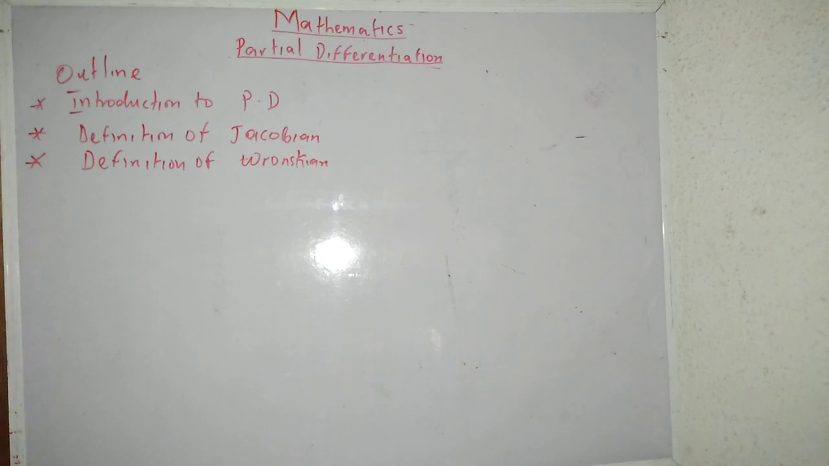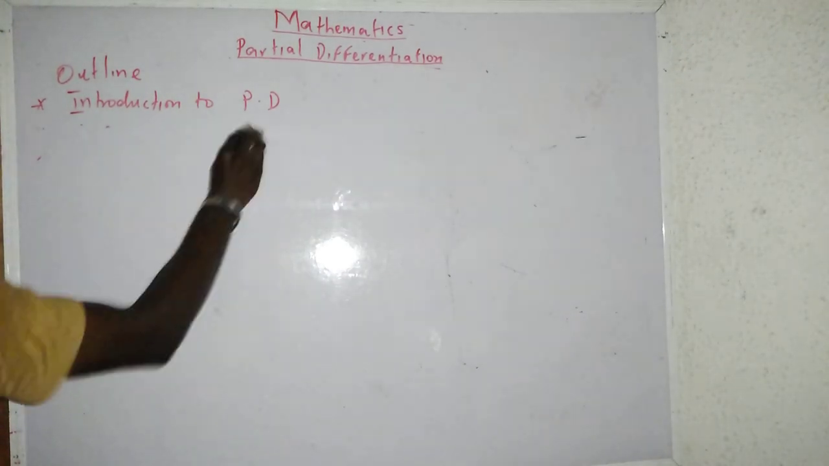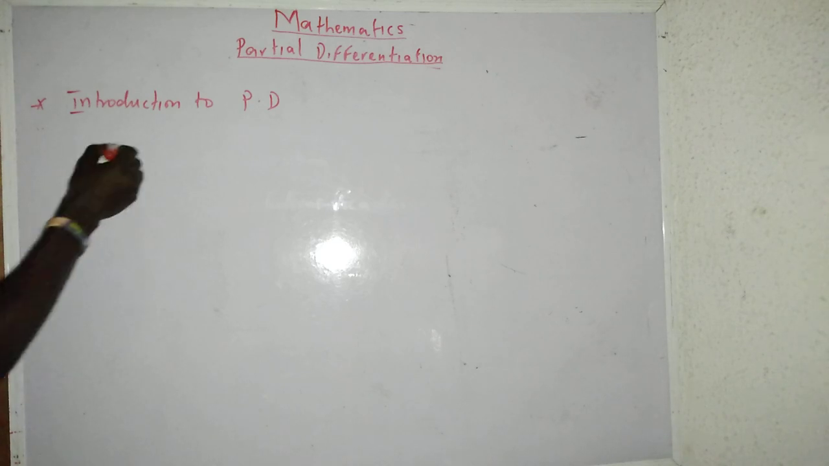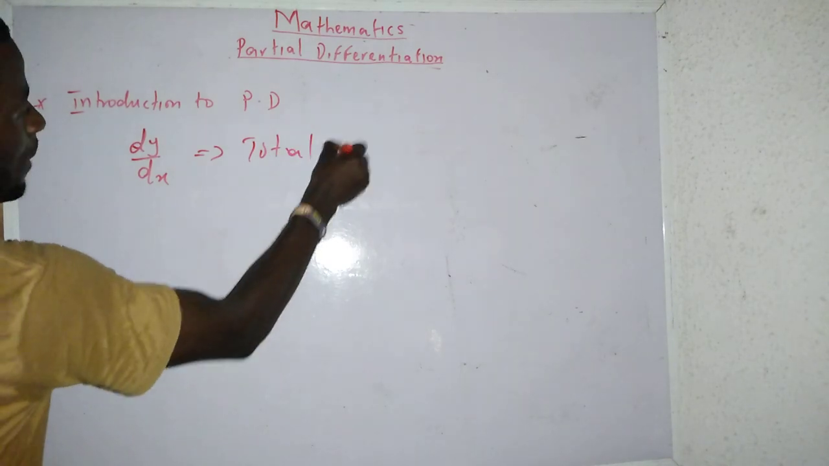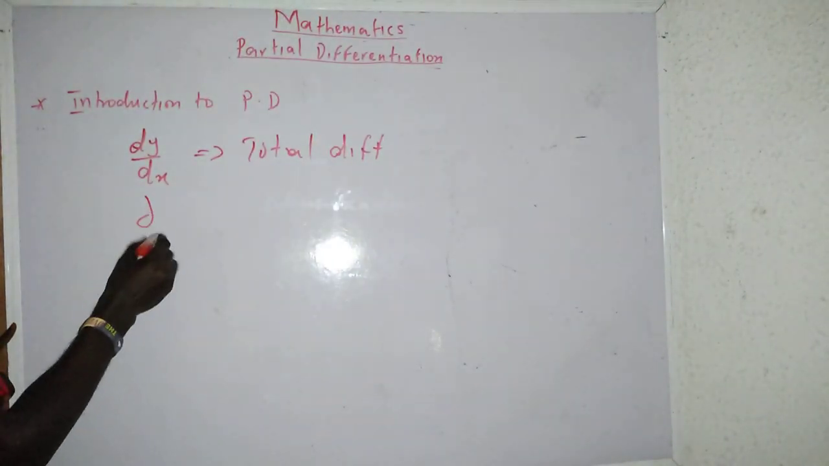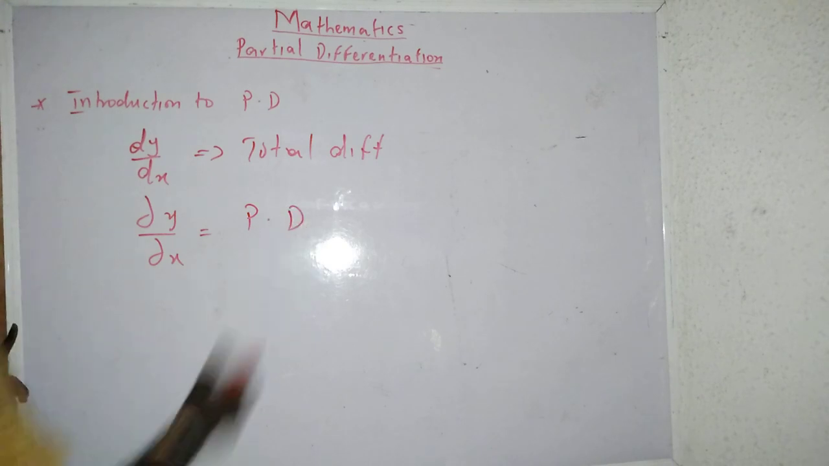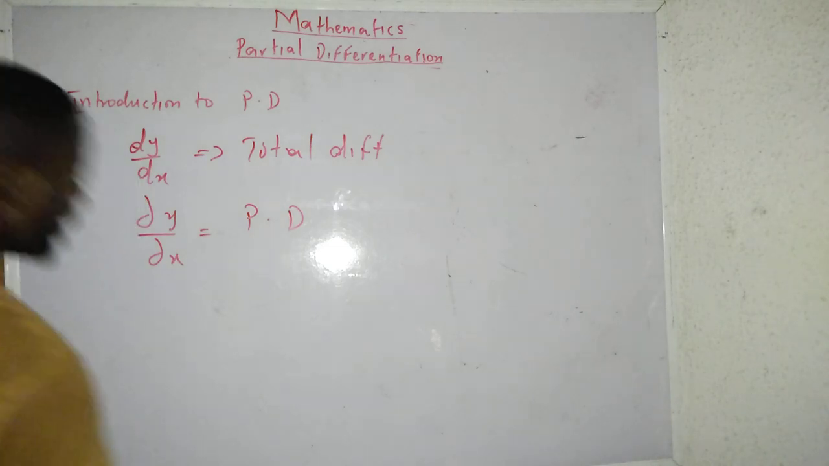Jacobian. Okay, the first one is introduction to what? To partial derivation. Now, partial derivation is not the same thing as total derivation. If I have dy by dx, this is known as total derivation. But if I have the partial of y, this one is known as partial derivation. In this video, I'll be working on this particular aspect, which is known as partial derivation.